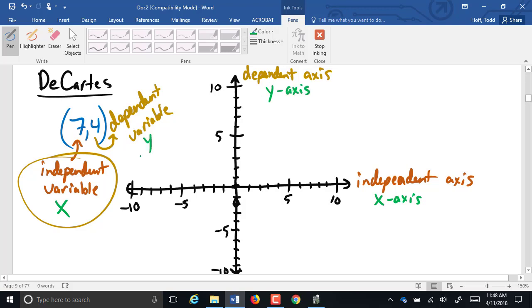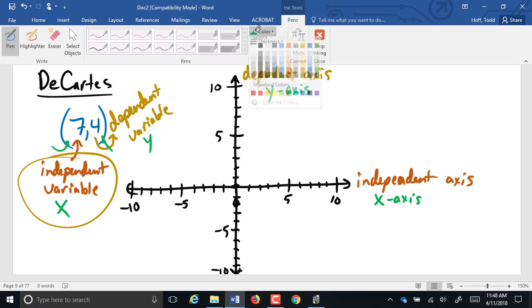Now, we use other letters to represent these variables all the time. Typically, we use alphabetical order. The one that comes first alphabetically represents that independent variable. The one that comes second alphabetically represents the dependent variable. But we do have to be careful. Sometimes the letters have meaning to the actual items being represented by the variable. So that doesn't always hold true.